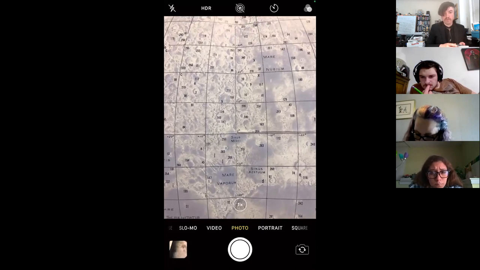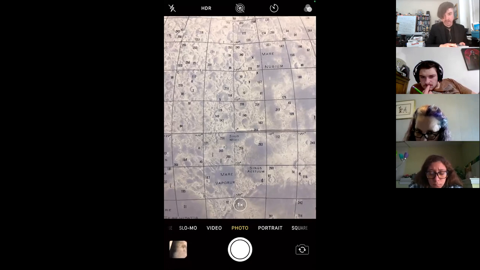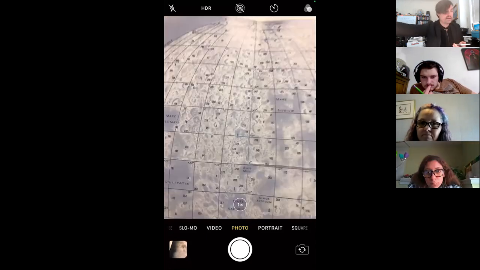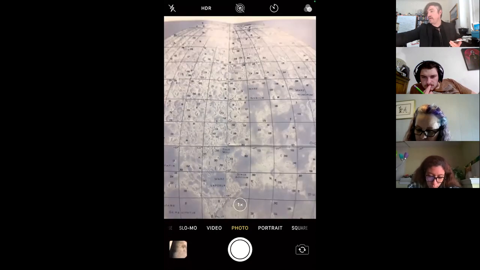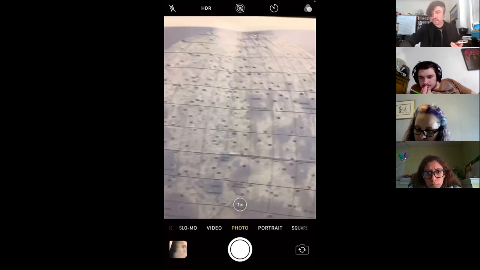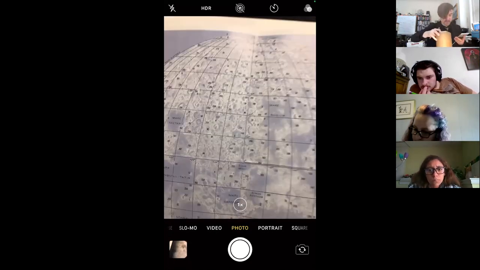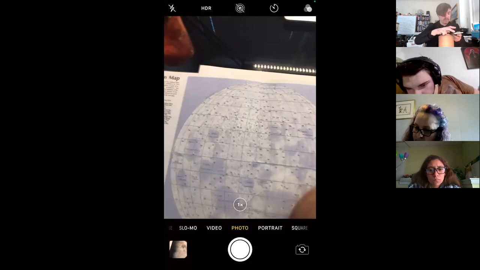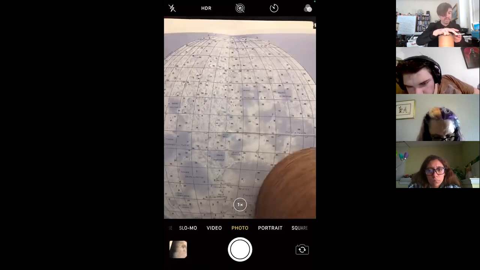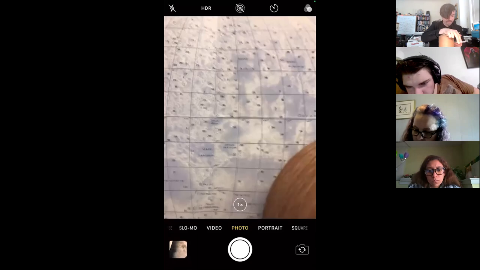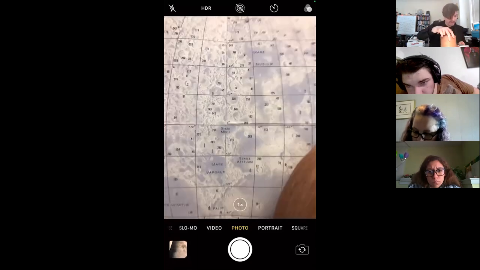You can use your own map or you can kind of look at my screen. I'm trying to hold it steady. I might need some support here. Let's see if I can use this to help steady myself. This ought to help a little bit.